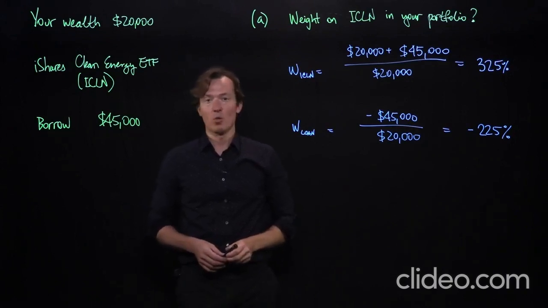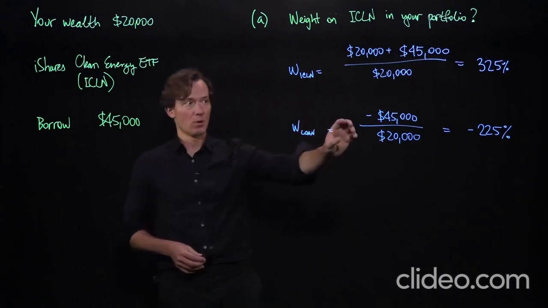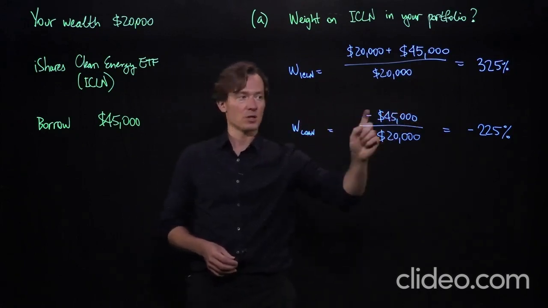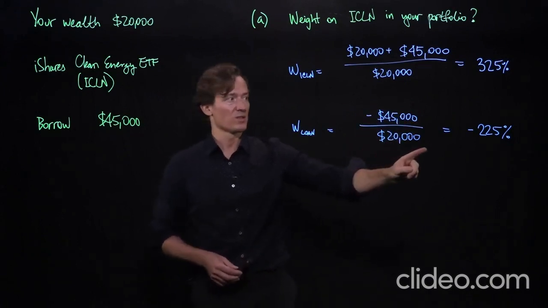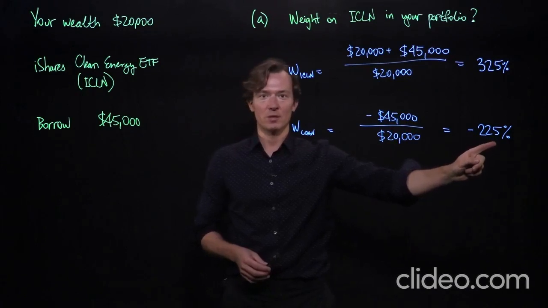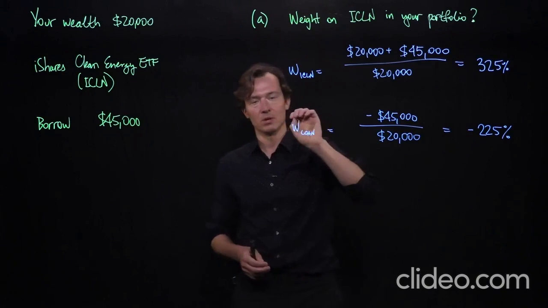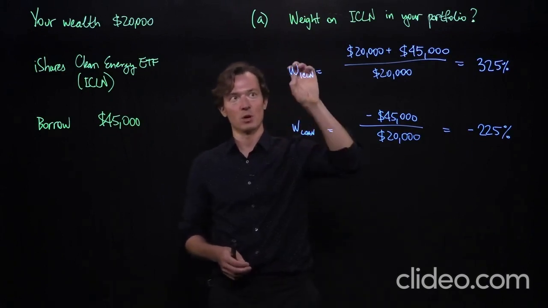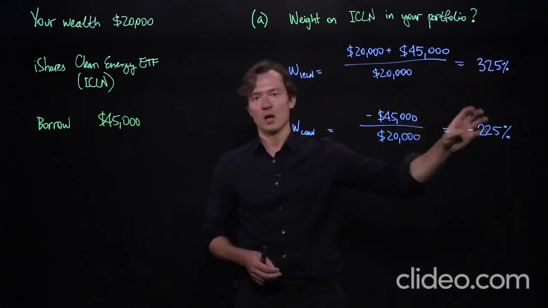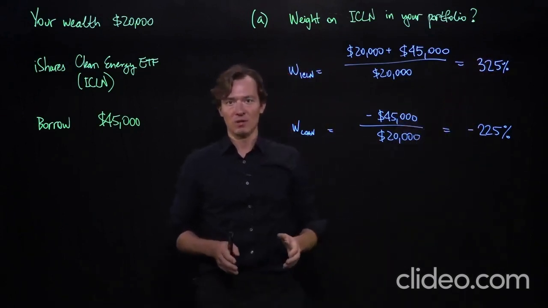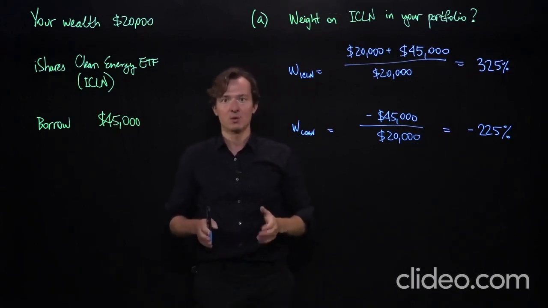We can also compute the weight that you have on the loan, or on borrowed funds, in your portfolio. So you borrowed $45,000, hence it goes with a negative sign, divided by your wealth. So this gives us negative 225%. Now, this indeed is a portfolio because if we add up your weight in these borrowed funds plus your weight in this ETF, this gives us 100%. And so recall that by definition, the weights in a portfolio have to add up to 100%.